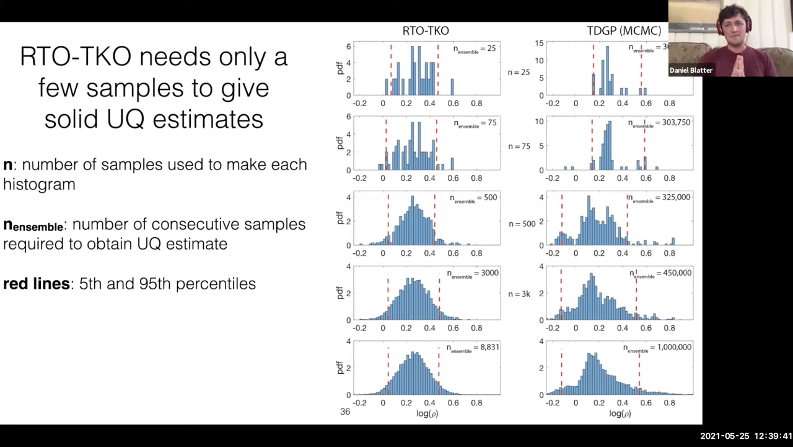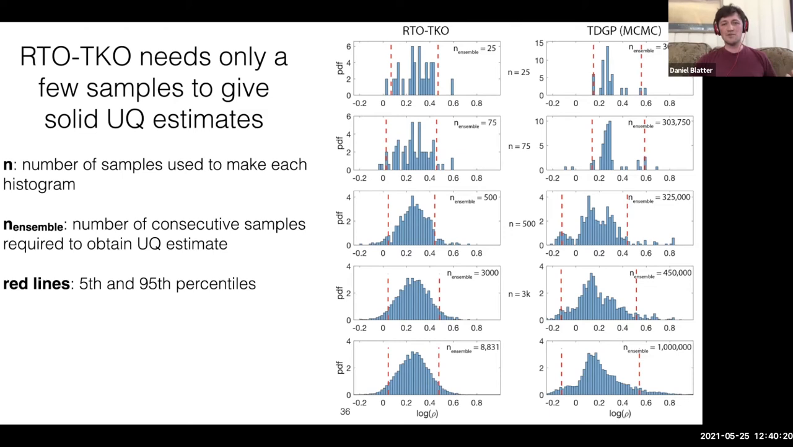What you're seeing on the right are, I chose a random model parameter from the resistivity mesh used for the Gemini field data set. So I just chose a random model parameter. I don't even know which one it is. And then I estimated the posterior distribution for that model parameter using both the RTO-TKO model ensemble and the TDGP model ensemble. And I used the same number of models to estimate each plot. So at the top, there were 25 models used to estimate the posterior, and then one row down, 75 models, one row down, 500 models.